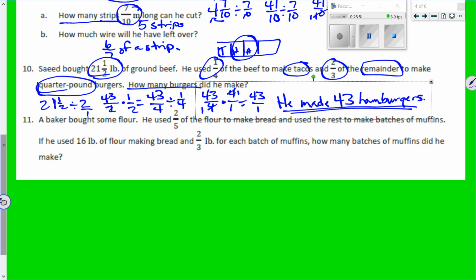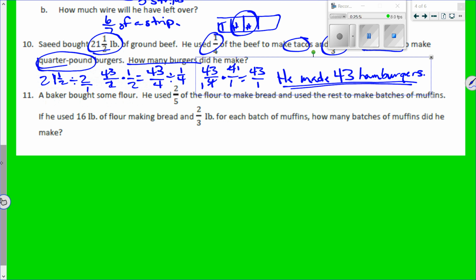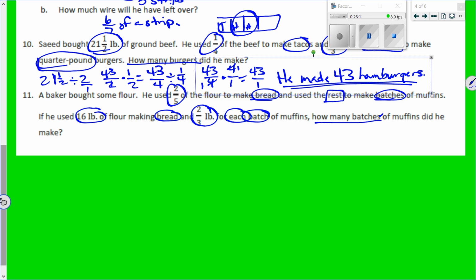Then our last one. A baker bought some flour. He used 2/5 of the flour to make bread and used the rest to make batches of muffins. We used 16 pounds of flour making bread, 2/3 pounds for each batch of muffins. How many batches of muffins did he make? So again, a tape diagram can help us to organize our thoughts in this.